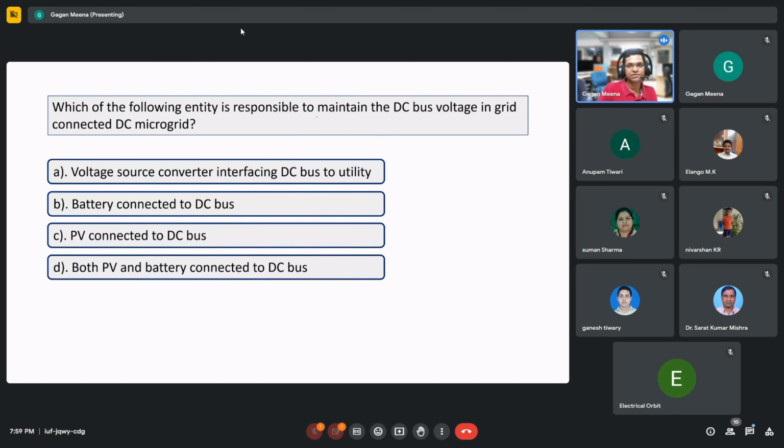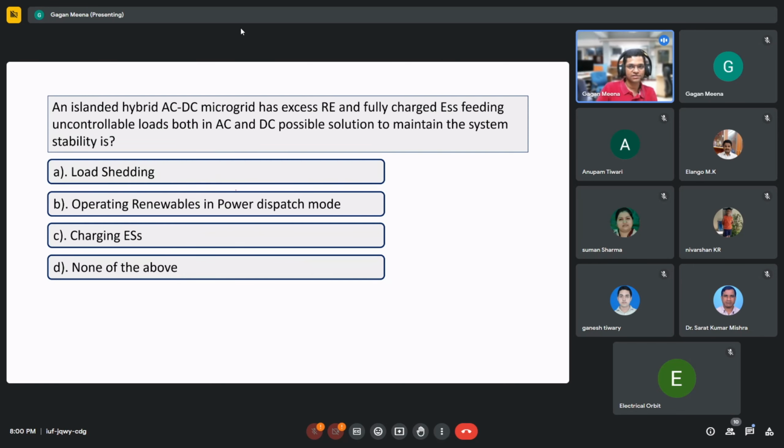Which of the following entities is responsible to maintain the DC bus voltage in a grid connected DC microgrid? A is the answer. This is the converter that regulates the DC bus voltage.